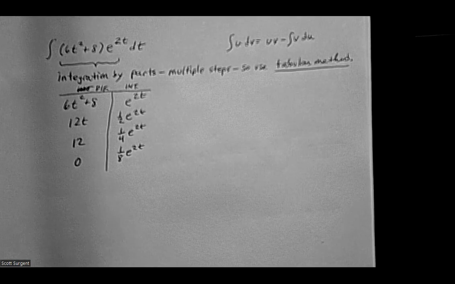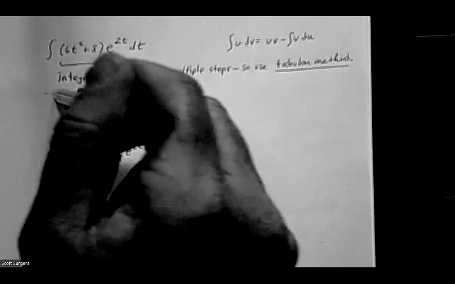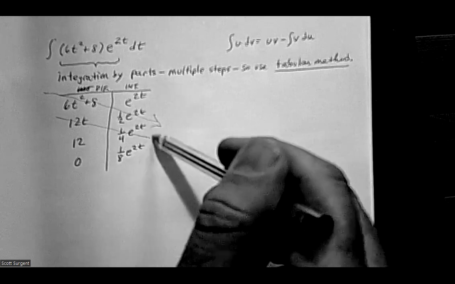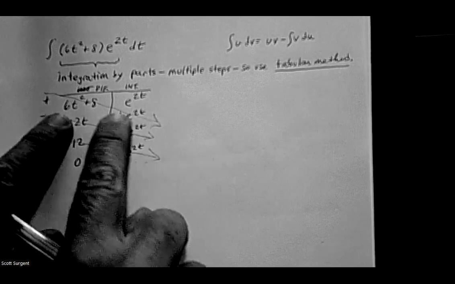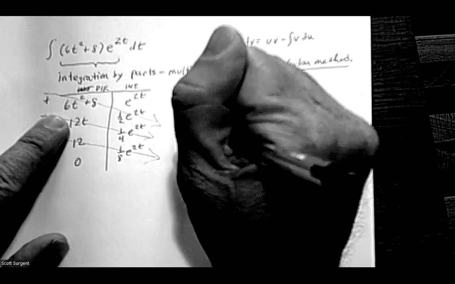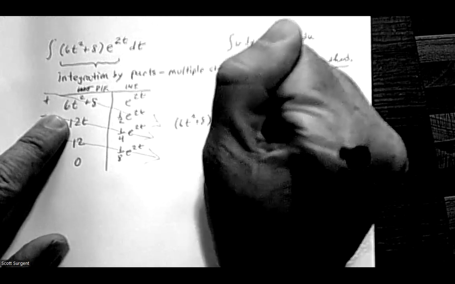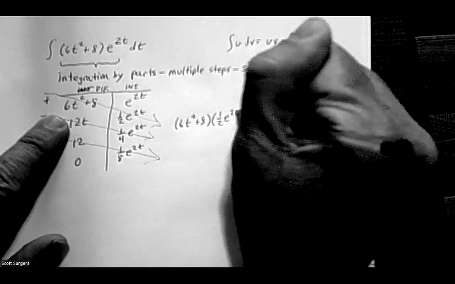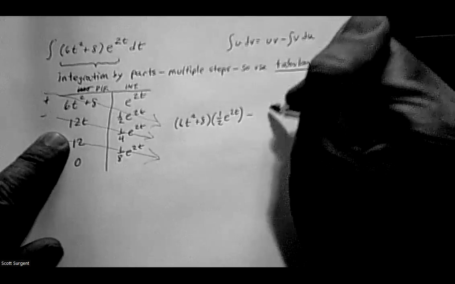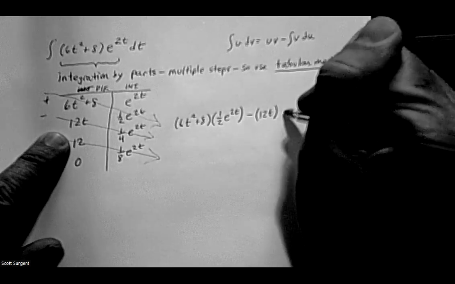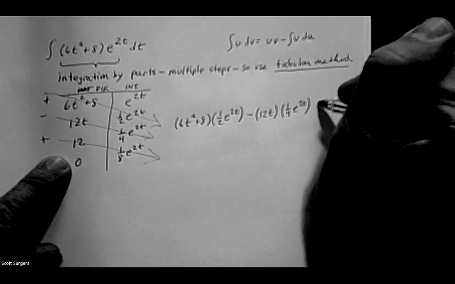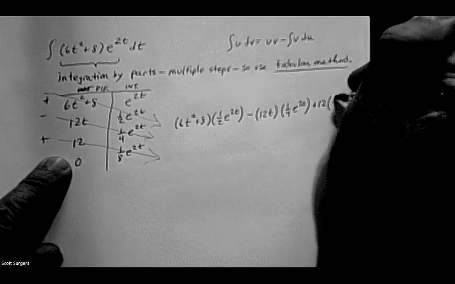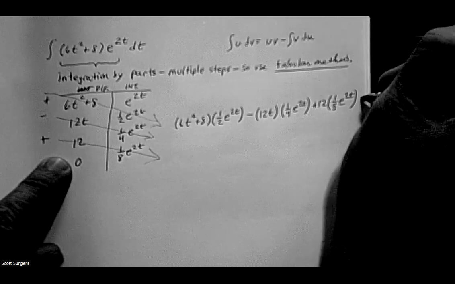And then you draw arrows kind of like in a diagonal like this. I'm going to draw them light. And you alternate the signs. And then you just piece it together. It's really cool. So you take this arrow here, you get 6t squared plus 8 times 1/2 e to the 2t. Then this one here, you're going to get negative 12t times 1/4 e to the 2t. And then this guy down here, you're going to get plus 12 times 1/8 e to the 2t. And then, of course, a plus c.